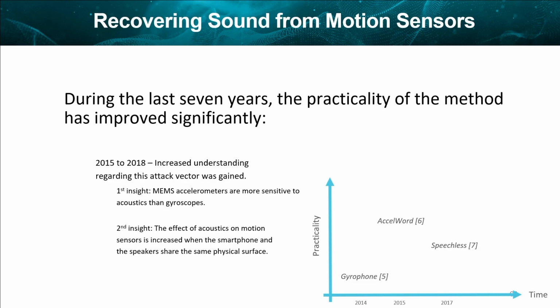However, during the last 7 years, the practicality of the method has improved significantly. And from 2015 to 2019, an increased understanding regarding this attack vector was gained. The first insight was that MEMS accelerometers are more sensitive to acoustics than gyroscopes. And a second insight is that the effect of acoustics on motion sensors is increased when the smartphone and the speakers share the same physical surface. And these two insights increase the practicality of this entire threat model of recovering sound via motion sensor data.